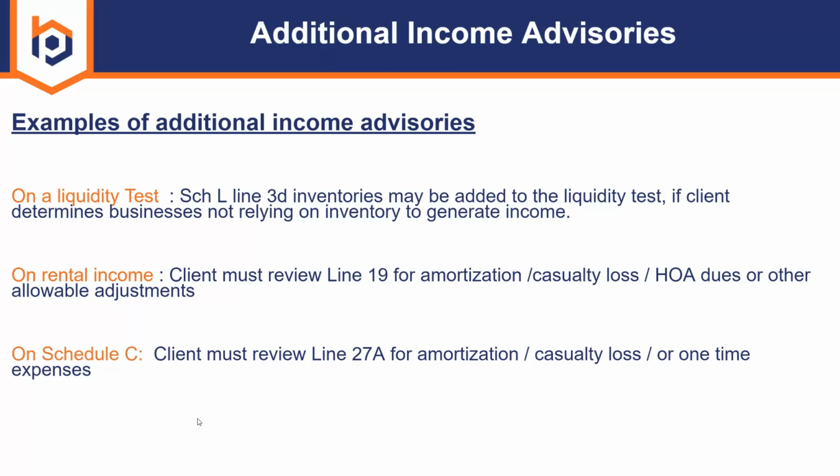Now, examples of this on the liquidity test, we'll tell you that Schedule L, line 3D inventories may be able to use if they're not required to supply the business. There's a lot of rules around that. Rental income. Look at line 19 to see if they've written off the amortization, casualty loss, or HOA dues if the borrower has HOA dues on their PITI. Or on the Schedule C, client must review line 27A for amortization, casualty loss, or one-time expenses. You might be able to add back income if you find it on that line 27A is referring to an addendum on the second page of a Schedule C that may find those casualty losses or amortization.